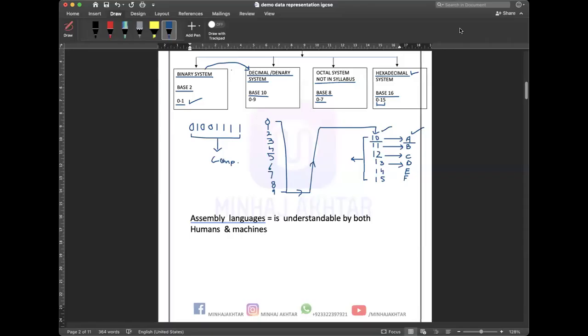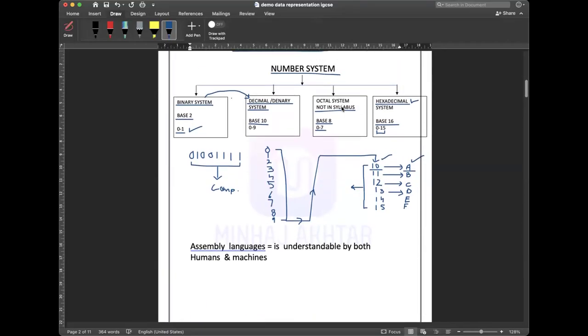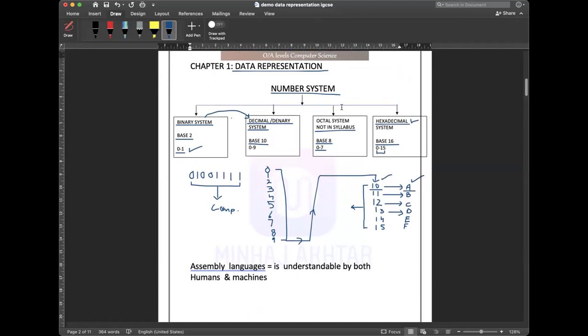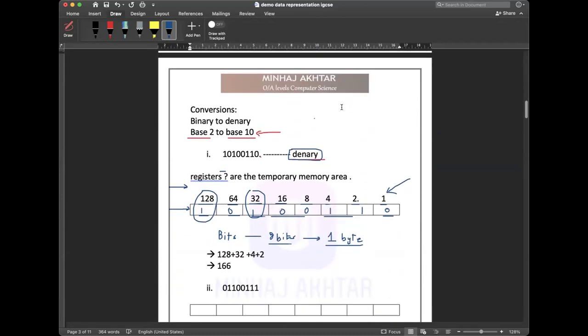Okay, go. So we are discussing the number system, and we are discussing that the computer is only able to understand binary, whereas humans are able to understand the numbers, binary or hexa. So how do we understand the binary language? We have to do the conversions. So we are going to convert binary to denary.